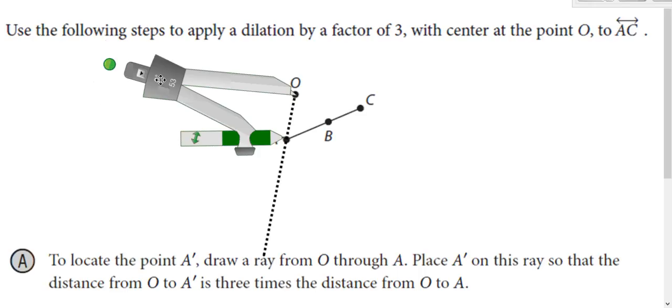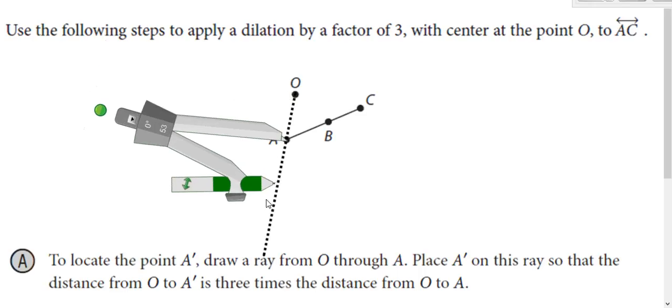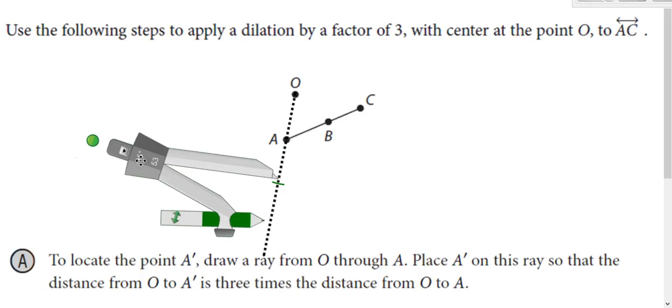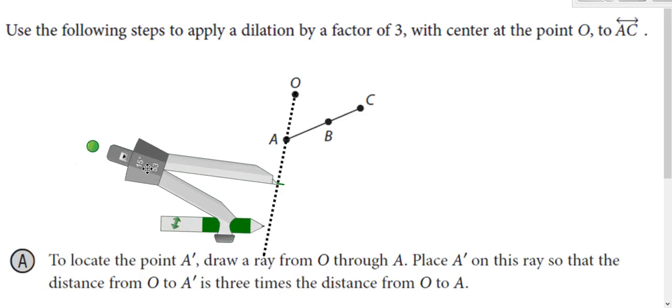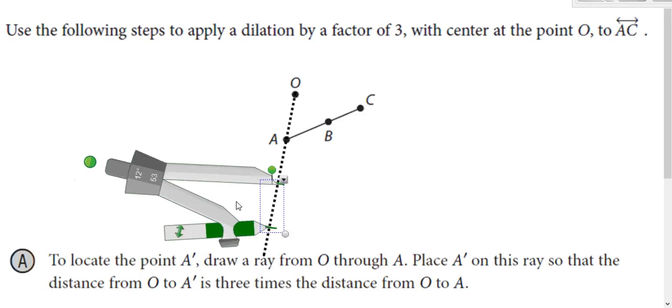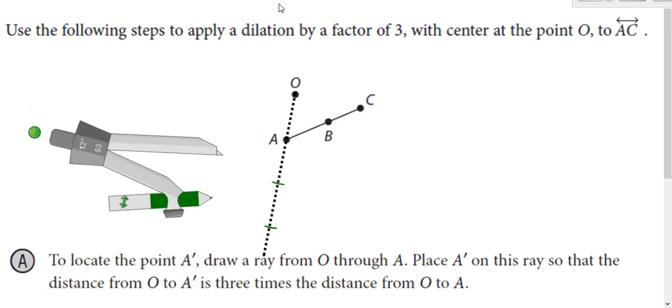So there's one length of it. There's a second length. Now that would be twice as long. And then the third length would be right there. So we measured it once, twice, 3 times to get a scale factor of 3. That is where A prime ends up.